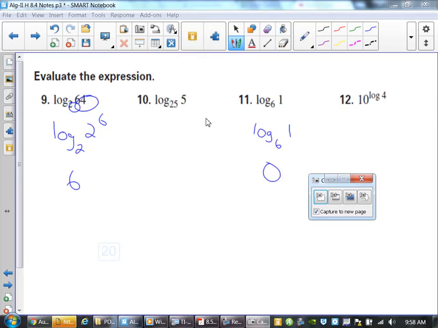Thanks, my parents told me I was next too. So 10 to the log base, excuse me, log base something of 4. What's the answer? 4.